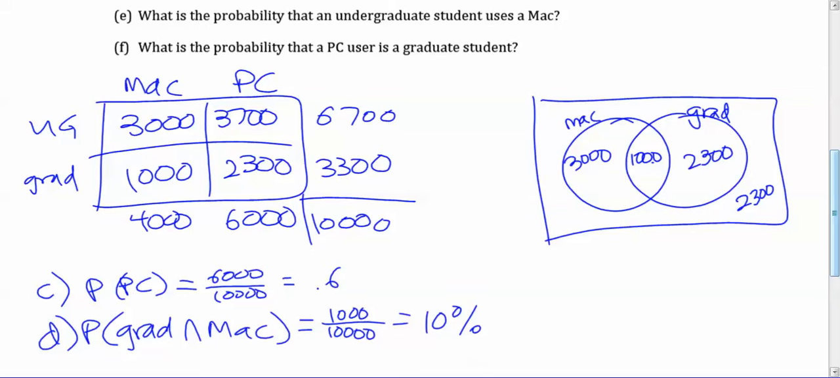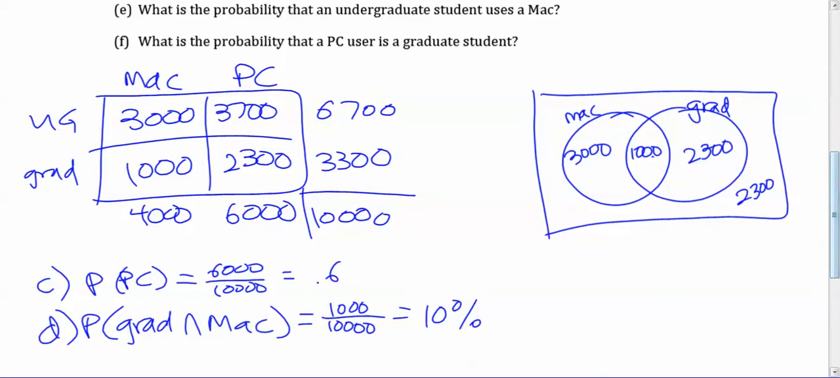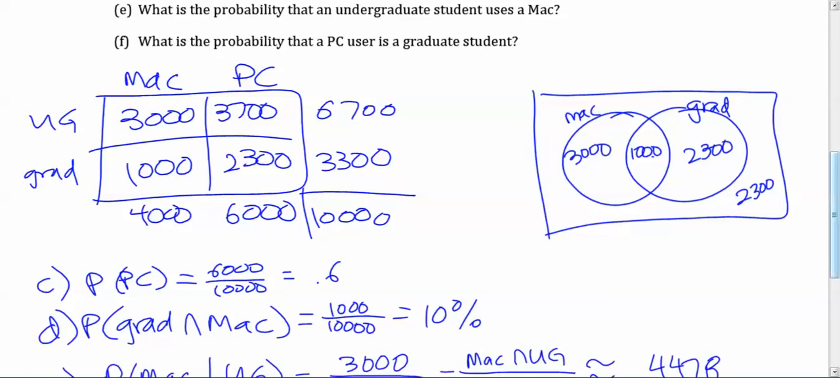Part E, what is the probability that an undergraduate student uses a Mac? This is the first one that's going to be slightly different because you already know that they're an undergraduate student. So it's out of those students who are undergraduate students, what's the probability that they use a Mac? So the thing that's different is going to be my denominator. I'm going to choose the number of those that are undergraduate students and use Macs, but it's not out of everybody, it's just out of the undergraduate students.